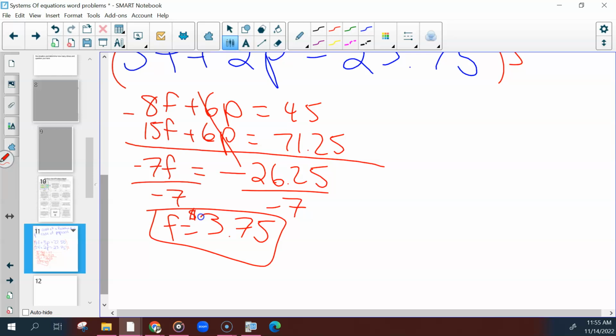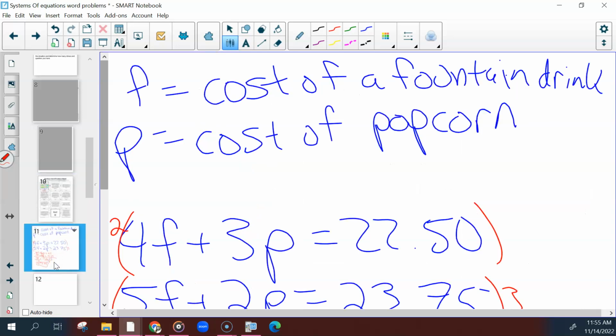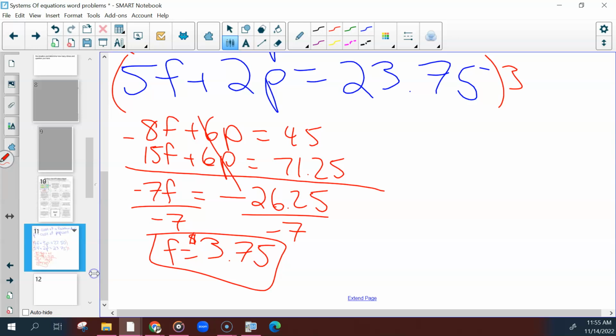We don't need to go back and find the cost of the popcorn. If it did ask for both, then we would have to do that. And if you look on the maze, that is one of your answer choices, so you know which direction to start going if you continue doing the maze. Okay. Most of your word problems will be set up nicely to do elimination. Some of them will be substitution, but all of them can be done all of the ways. Do we have any questions on them?